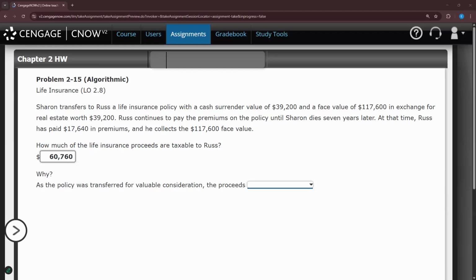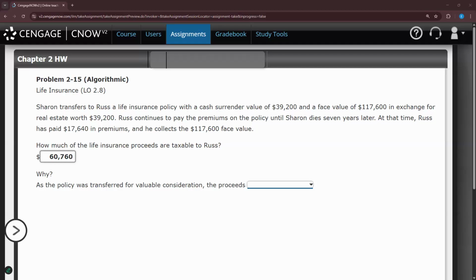All right. So as pointed out, as we saw in the previous example, the life insurance proceeds are excluded from gross income. But again, in order to be excluded, the proceeds must be paid to the beneficiary by reason of death. So if the insurance policy is transferred, and in this case we see that it was transferred, Sharon transfers to Russ the life insurance policy in exchange for real estate. So Sharon didn't die. So in such case, because it was transferred, either all or a portion of the proceeds from the life insurance policy is going to be taxable to the recipient.